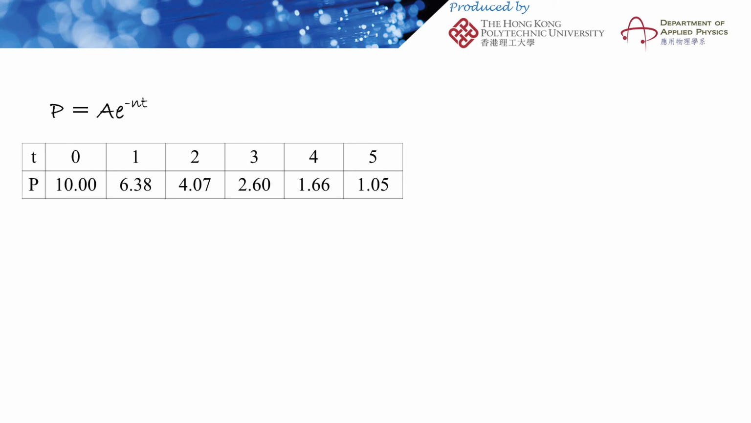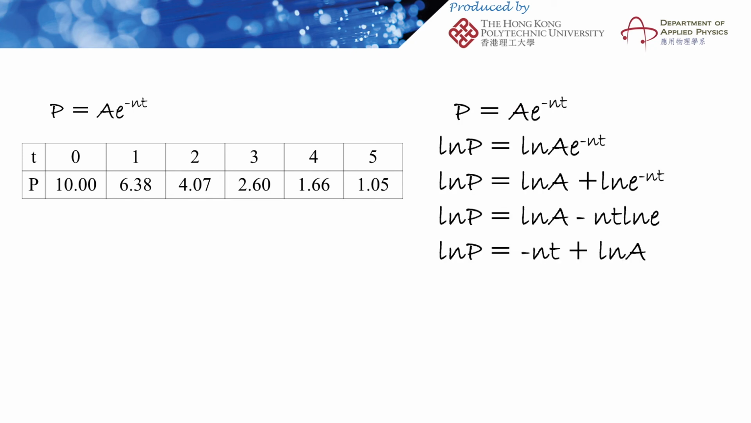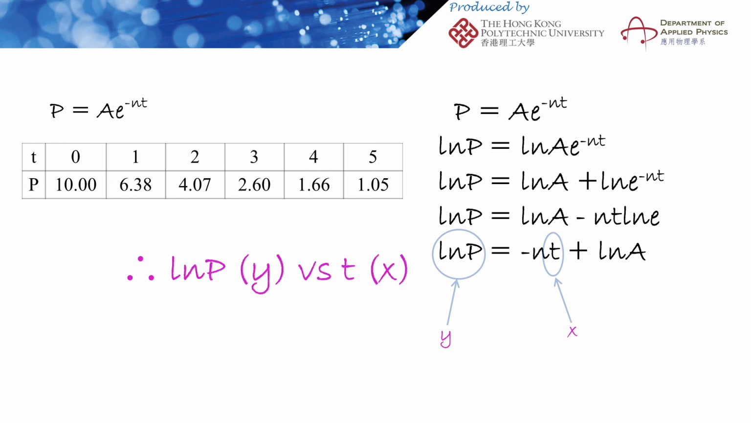Consider the equation. P and T are two variables. A and N are constants. We take natural log on both sides of the equation. We have natural log P is equal to minus NT plus natural log A. Natural log P is like y, and T is like x in a straight line. By plotting a graph of natural log P against T, the values of A and N can be obtained from the graph.